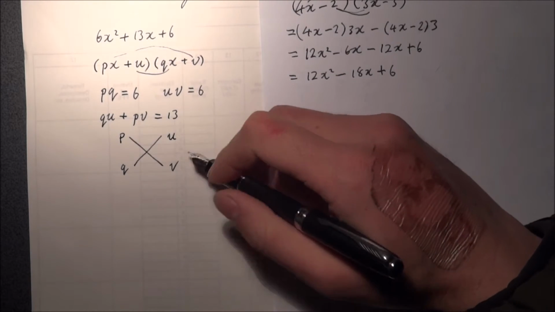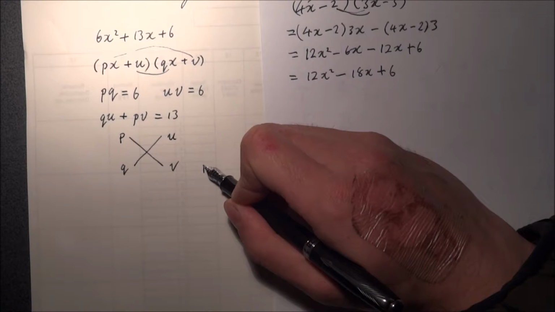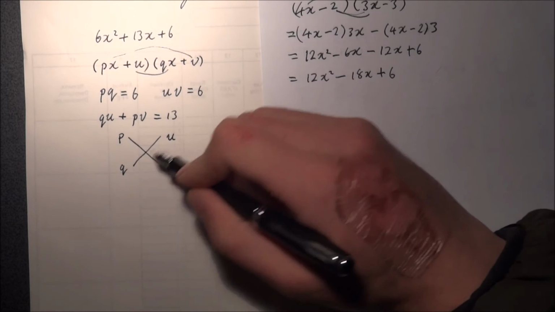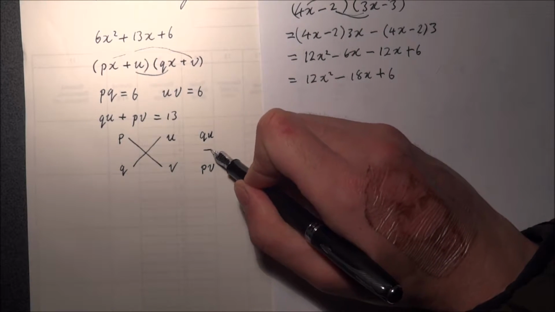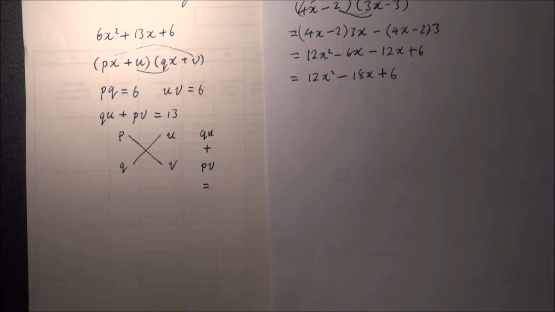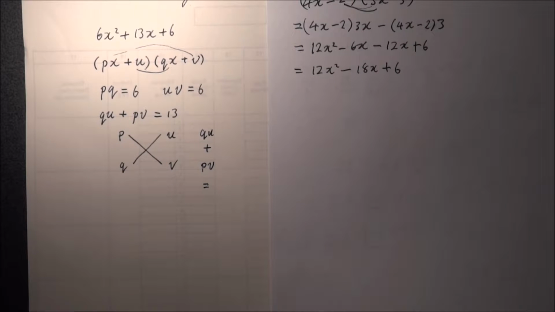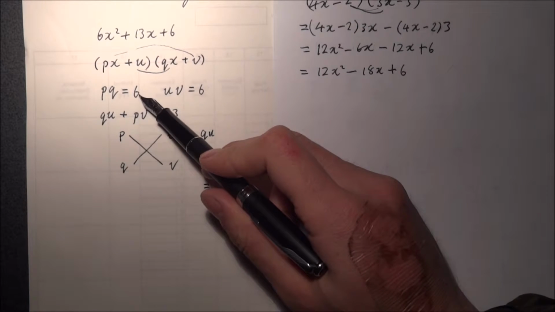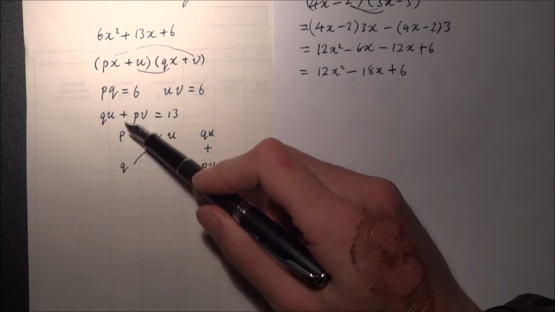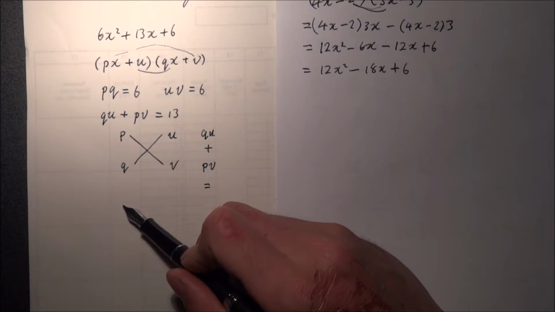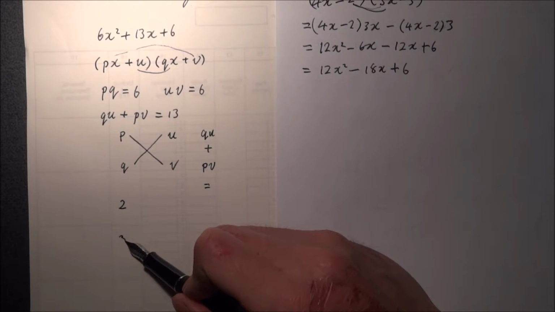And when we multiply along the diagonals, so pv, qu, and when you add them, they have to be equal to the middle term. So obviously, let's try the two factors of 6 first, because pq is 6, so p and q are either 2 and 3 or 1 and 6. So we try 2 and 3 first.